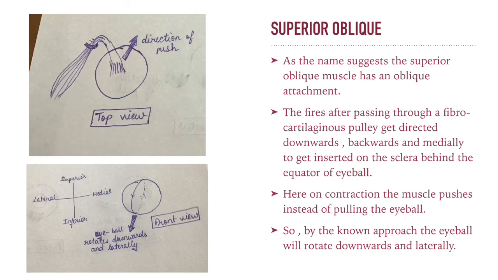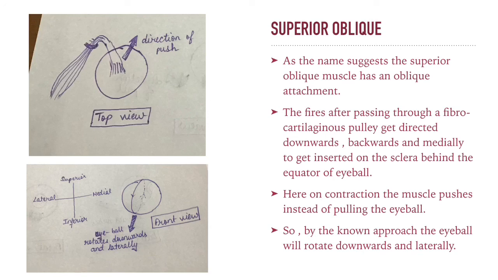Now, the oblique group of muscles. First, the superior oblique. As the name suggests, the superior oblique muscle has an oblique attachment. That is, it takes a somewhat curved path before it is attached on the eyeball, unlike the rectus muscle, which comes straight from the origin. The fibers, after passing through a fibrocartilaginous pulley, get directed downwards, backwards, and medially to get inserted on the sclera behind the equator of the eyeball.